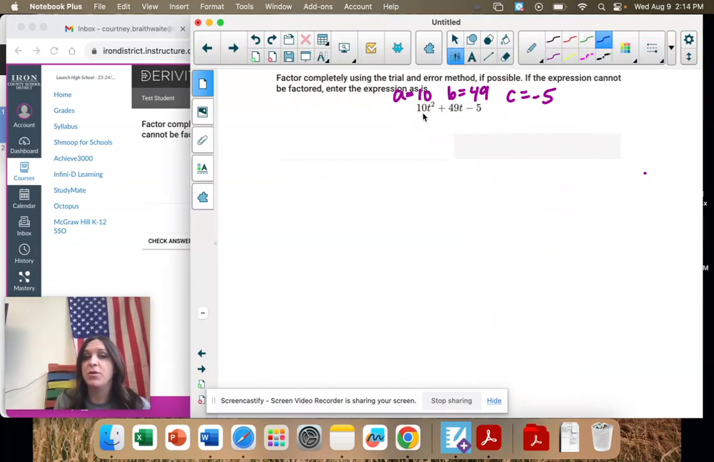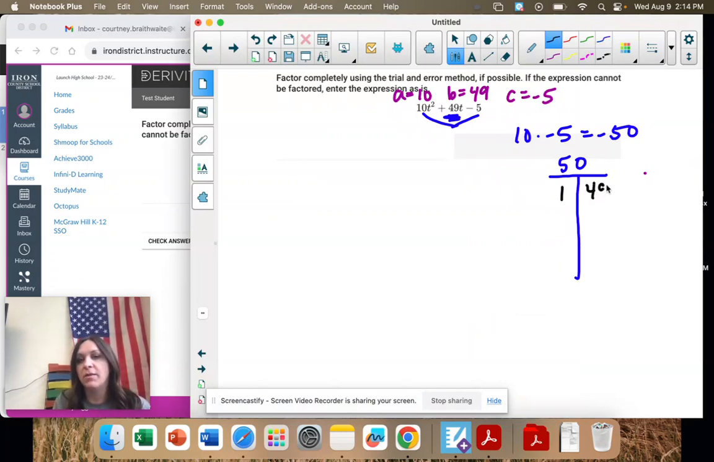So that means we multiply our A and C. So 10 times -5 is -50. And we're just going to look at factors of 50 that add or subtract to 49. So I always start with 1. 1 times 50. I wrote 49, I've said 49. And that's the 1.